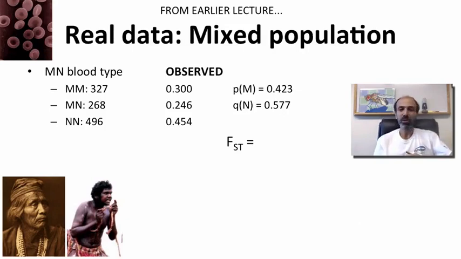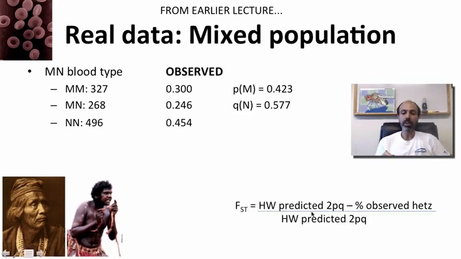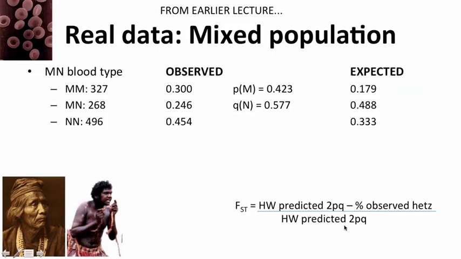Well, I hope that wasn't too difficult. Let's go ahead and run through them. Again, just to remind you what FST is. FST is the Hardy-Weinberg predicted minus the observed heterozygotes over the predicted. So let's put in the numbers. Here's our allele frequencies. Here's our expected or Hardy-Weinberg predicted.